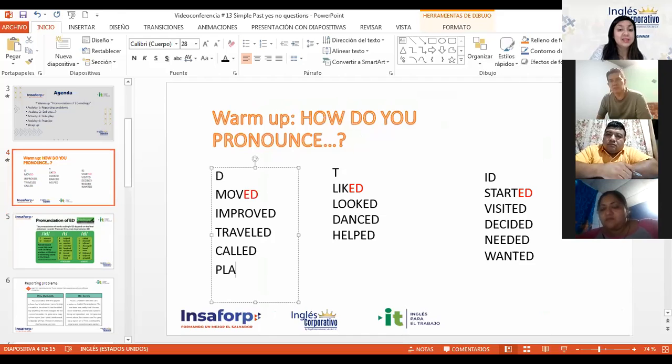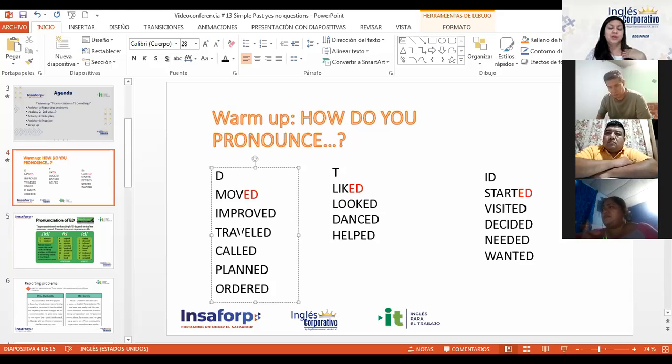Otro podría ser planned. ¿Qué otro podríamos poner aquí? Ordered. Entonces tenemos moved, improved, traveled, called, planned, ordered, and you can feel the vibration when you pronounce it. Can you make that exercise? I want to see you. Can you put your fingers on your throat over here, and you can feel when you pronounce these verbs, you can feel the vibration, okay? Moved, improved, traveled, called, planned, ordered. You feel vibration.